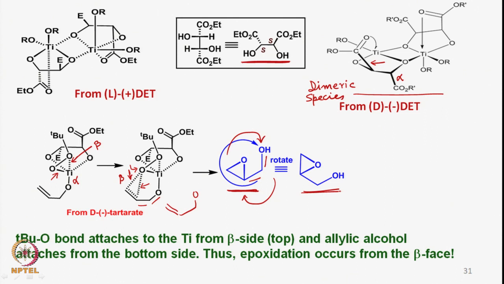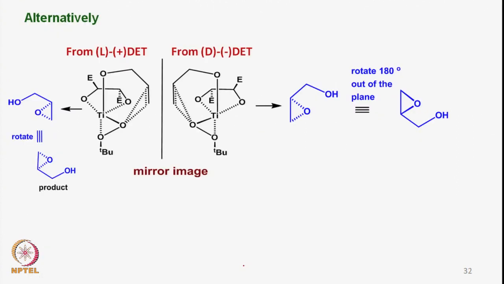So again, the tertiary butyl O bond attaches to the titanium from the beta side, and the allylic alcohol attaches from the bottom side, that is the alpha side, thus epoxidation occurs from the beta face. So you can see how different they are from each other, exactly opposite. We can also look at it in a slightly different way. Alternatively, we look at L plus DET. This is the transition state, the right part of the transition state when we did the L plus DET, and we can imagine that its mirror image would be D minus DET.